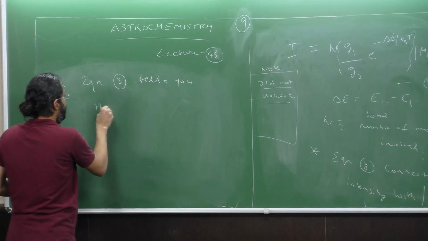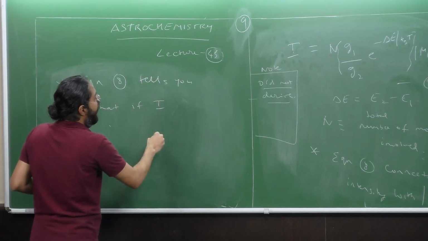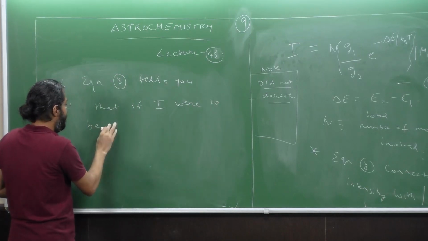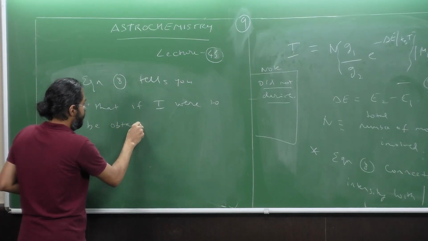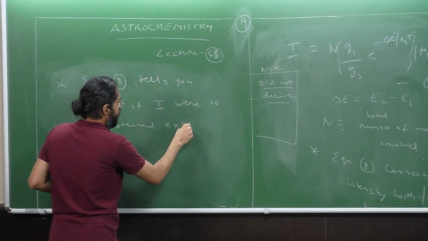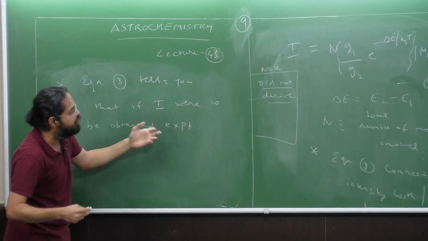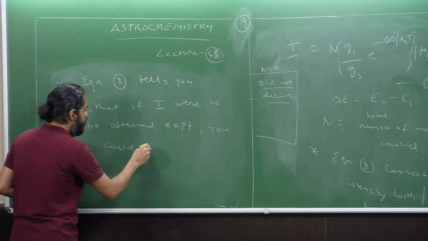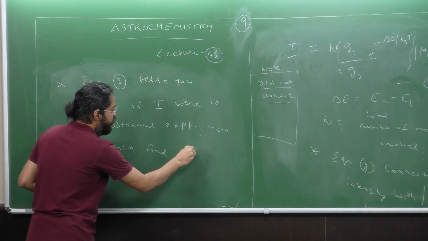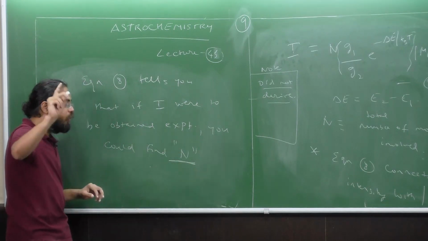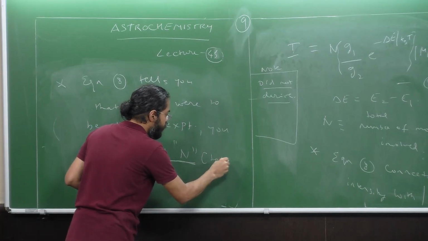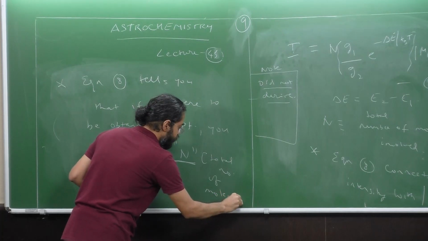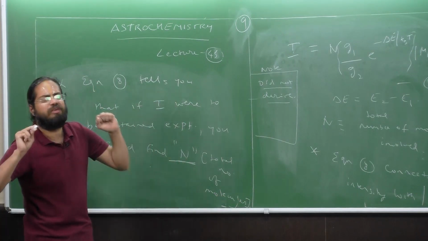tells you that if I were to be obtained via experiments, you could calculate n, which is the total number of molecules. Now, this is a very, very, very important point.